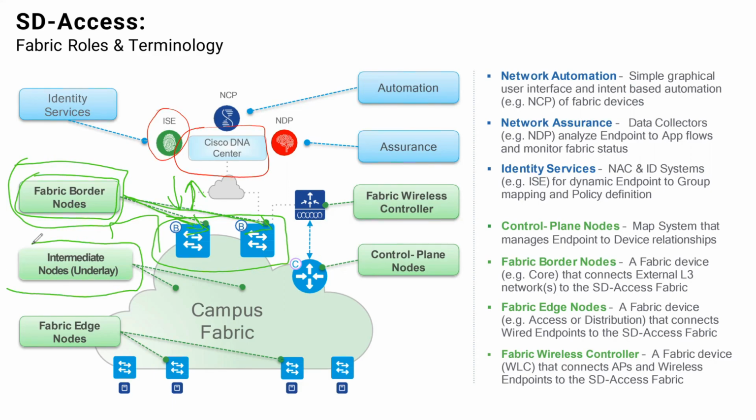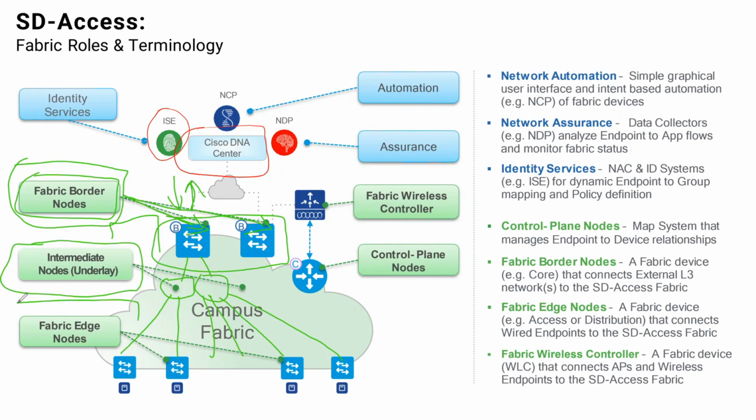These are the intermediate nodes which are used just for the purpose of connecting the border with a lot of access nodes if you have a lot of them. Else, you can directly connect fabric edge nodes with the border nodes.